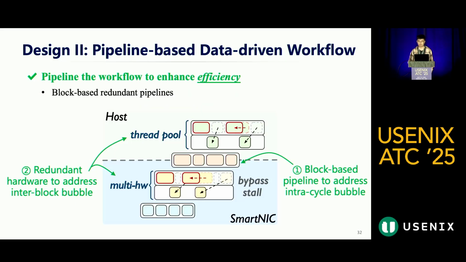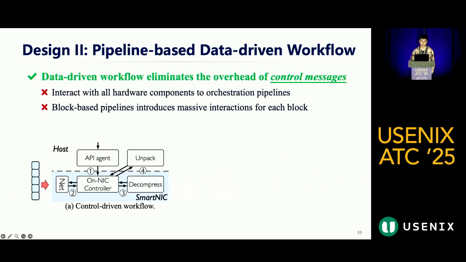To address the above issues, we proposed block-based redundant pipelines. We use block-based pipelines to mitigate idle and intra-cycle bubbles, and employ redundant hardware to absorb inter-block variations, and this achieves efficient pipelines.